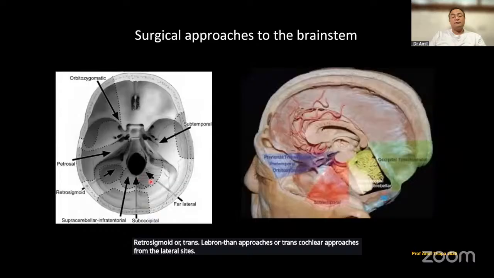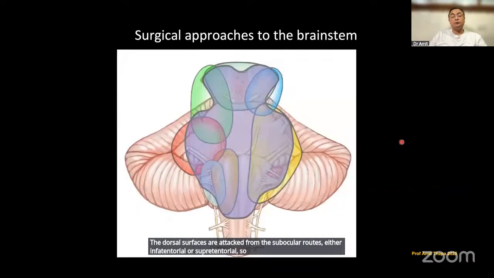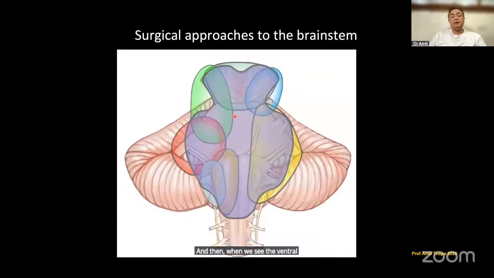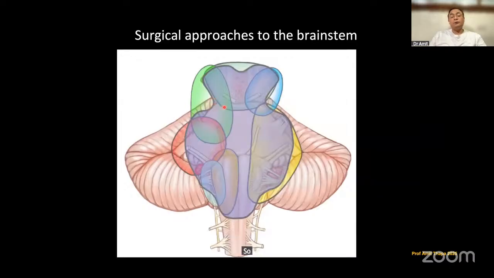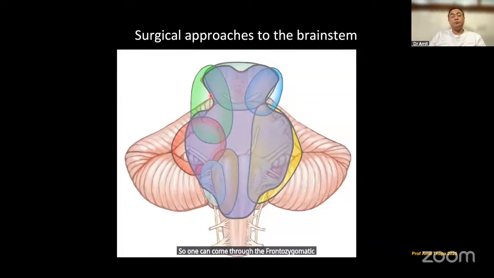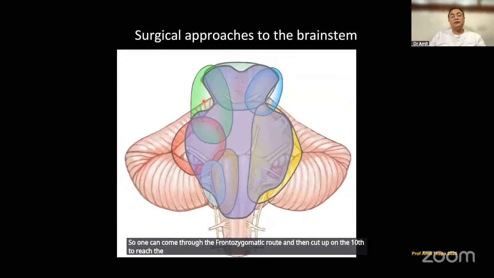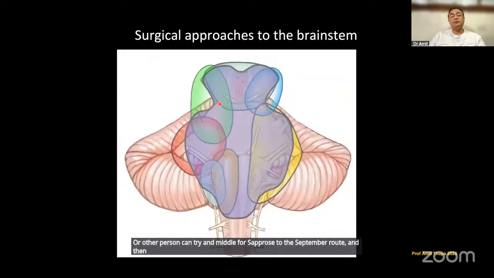The dorsal surfaces are attacked from the suboccipital routes, either infratentorial or supratentorial. So there are many methods to do it. And when we see the ventral surface of the brainstem, these are the different combinations we were talking about. When we are trying to attack any lesion in the midbrain, one can come through the frontozygomatic route and then cut open the tent to reach the midbrain, or another person can try a middle fossa approach, the subtemporal route, and then do an anterior petrosectomy to go to the upper part of the pons.